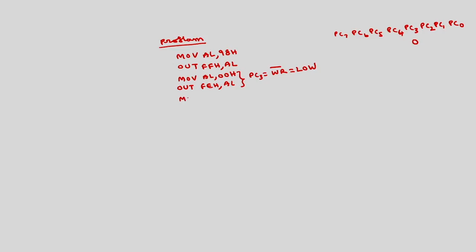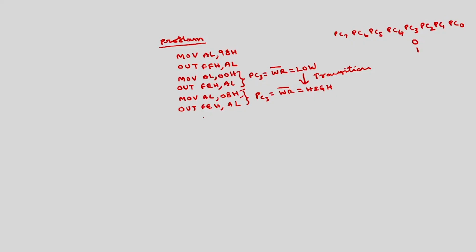Then I will make move AL comma, I want only PC3 on, means this should be 08H, out FEH comma AL. Now what happens, PC3, which is WR bar, will be high. So, there is a low to high transition. What is the transition time? The transition time is to execute this and this instruction. That time is enough to activate the A to D converter. Okay. Now the conversion will start.